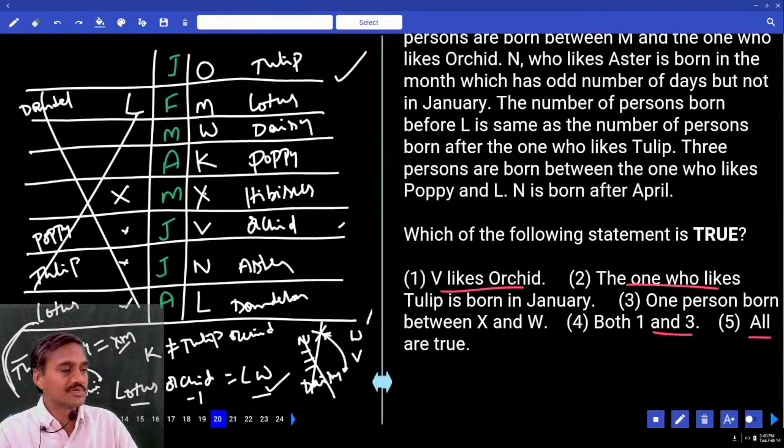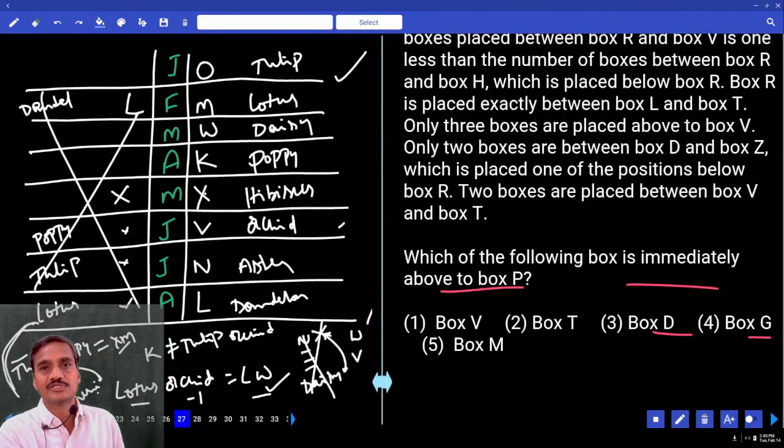What is next? Questions 27 to 31. Now in this 27 to 31 it is based on boxes. Now how many boxes are there? There are some 11 boxes.